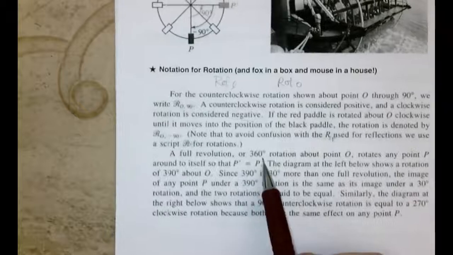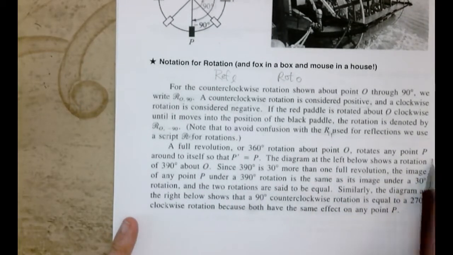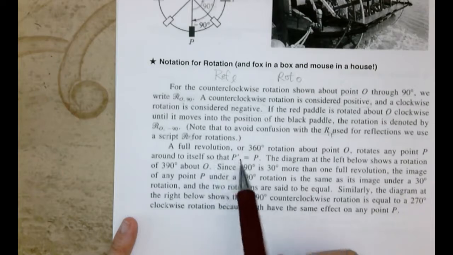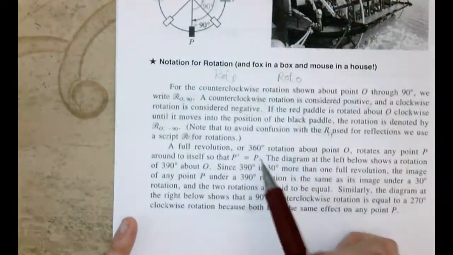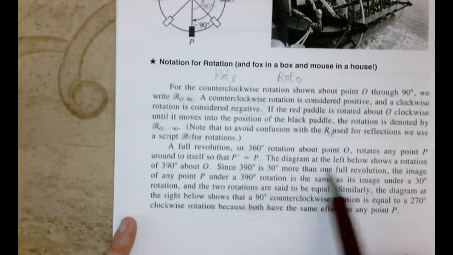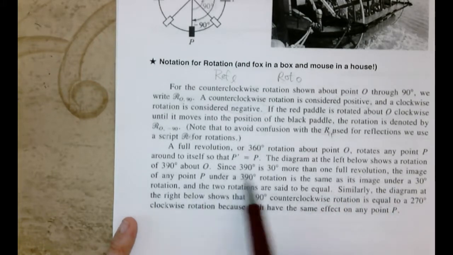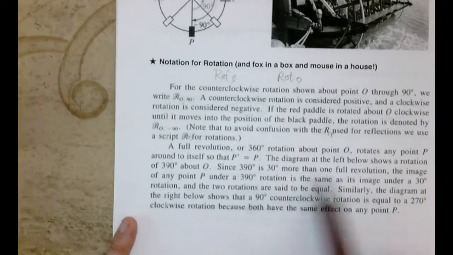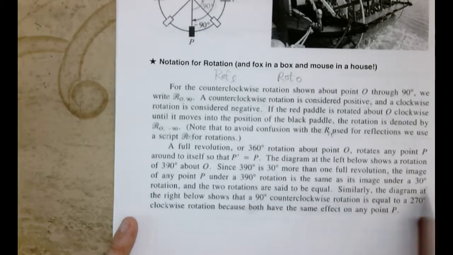A full revolution, or 360-degree rotation about point O, rotates any point P around itself so that P dash equals P. So if you rotate 360 degrees, you come back to where you were before. The diagram at the left below shows the rotation of 390 degrees about O. Since 390 is 30 degrees more than the full revolution, the image of any point P under a 390 rotation is the same as the image under a 30-degree rotation. So that's this.